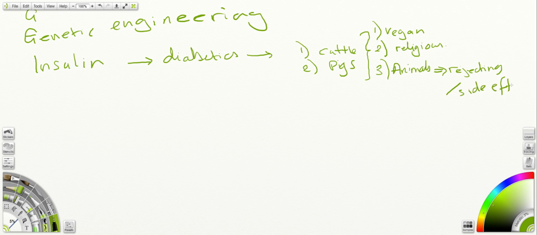However, back in the day, you had no choice because obviously if you needed your insulin and you were diabetic, you're going to have to have it. So it caused some problems. But nowadays, though, we can use bacteria in order to make insulin. Okay, so how's that going to happen?